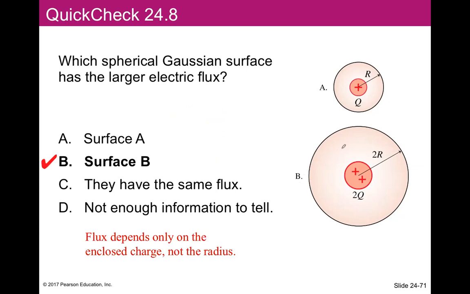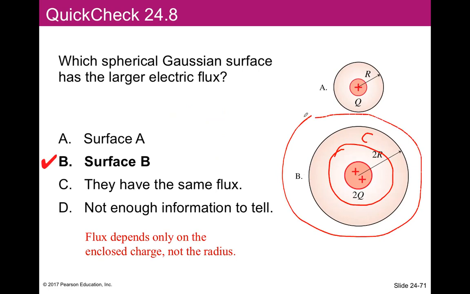Now another question might be, now you have surface C here, D here. If you compare B, C, D, which one has greater flux? They're the same because the net charge inside them is the same.